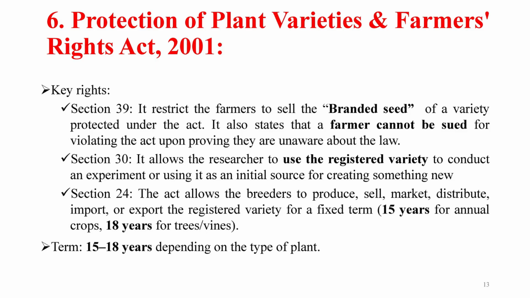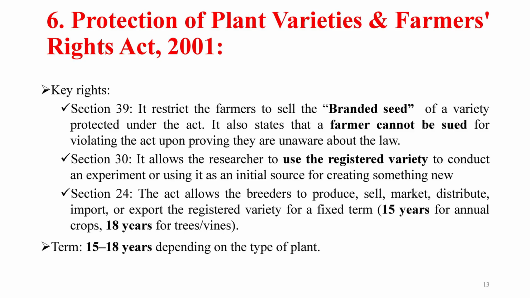Section 39: it restricts farmers from selling the branded seed of a variety protected under the Act. It also states that a farmer cannot be sued for violating the Act upon proving they are unaware of the law. Section 30: it allows the researcher to use the registered variety to conduct an experiment or as an initial source for creating something new.